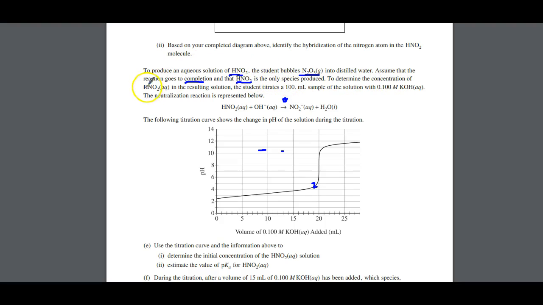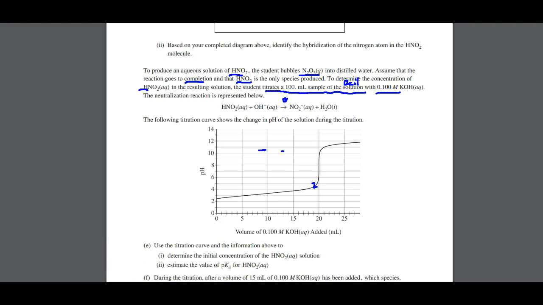To determine the concentration of this acid, this nitrous acid, a student titrates a 100 milliliter sample of the solution. Of what solution? That acid solution they were just talking about. Grammar matters. With 0.1 molar KOH. The neutralization reaction is represented below.